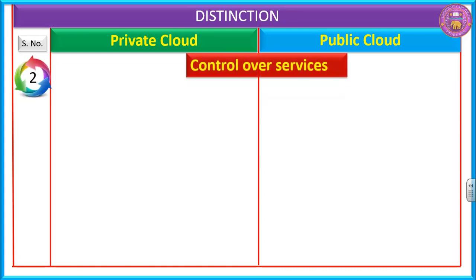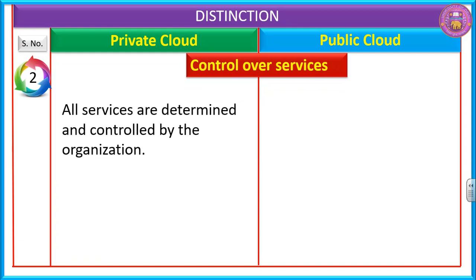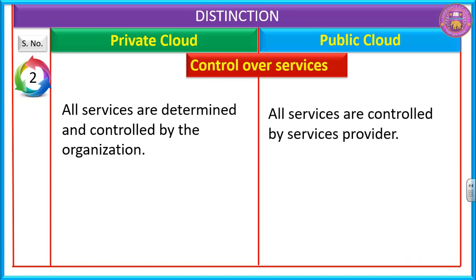Second point, on the basis of control over services. In the case of private cloud, all services are determined and controlled by the organization which has created the private cloud. In the case of public cloud, all services are controlled by the service provider.